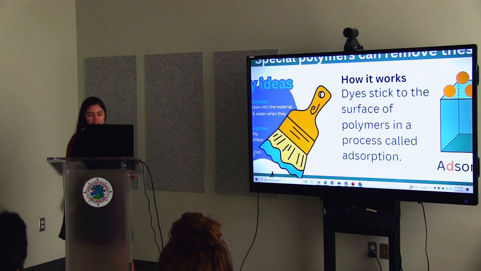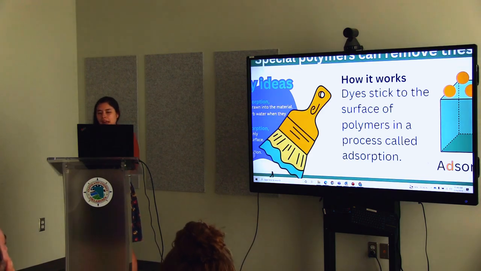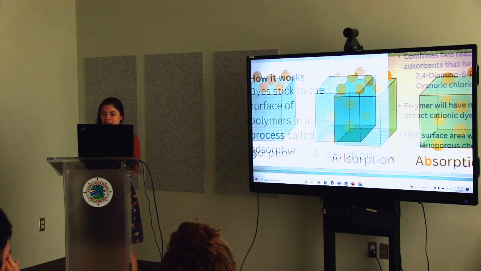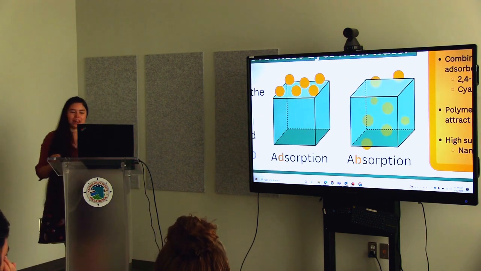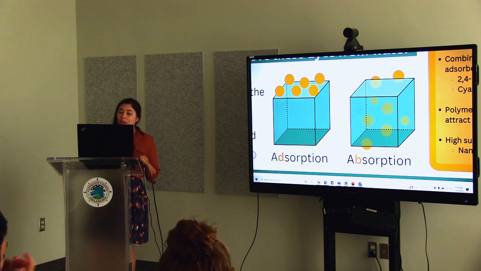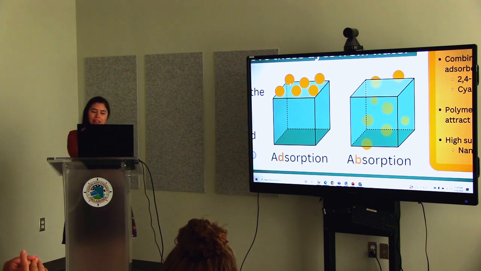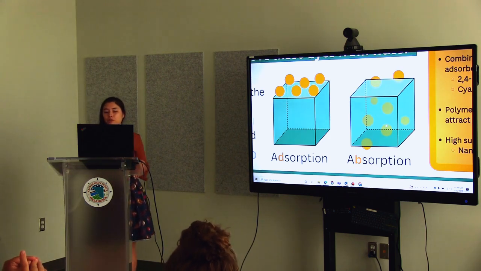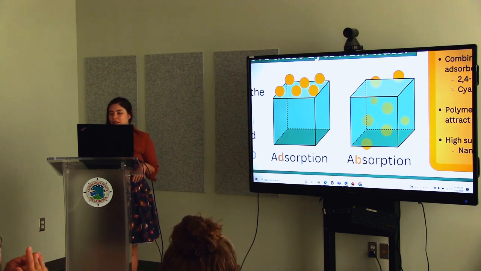And how it works is dyes are going to stick to the surface. I have a little illustration there with that one letter difference, and they do kind of sound the same, so again, you just have to super enunciate. So here is adsorption, where we're only sticking to the surface, and then absorption, where it goes through. Today we're talking about adsorption, so only the surface of the materials.